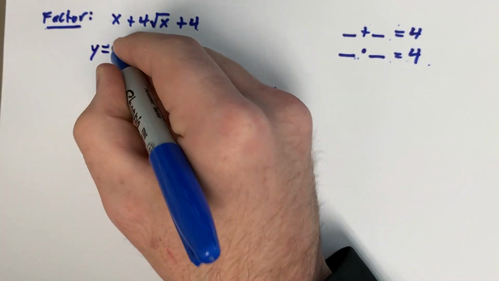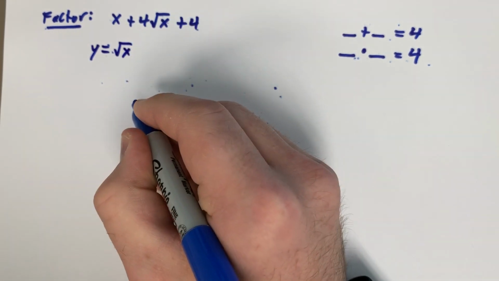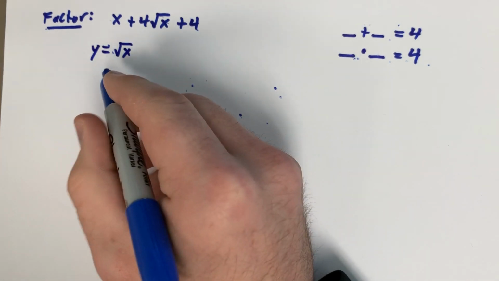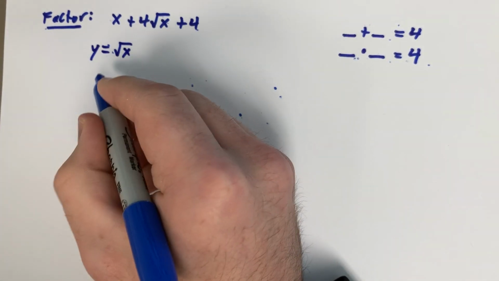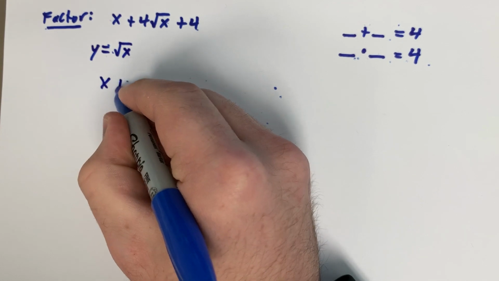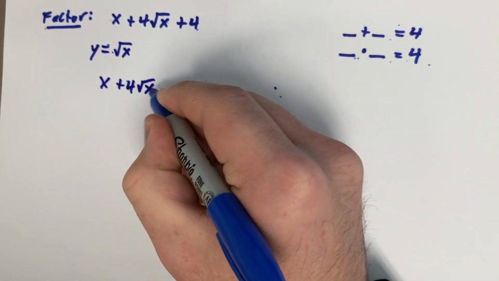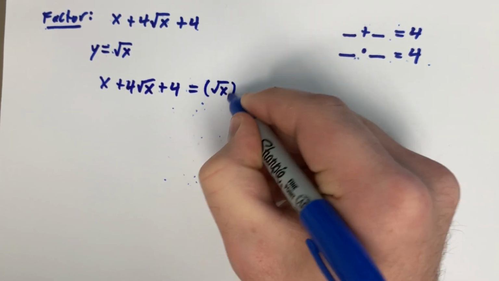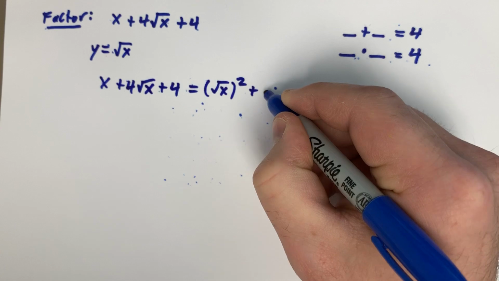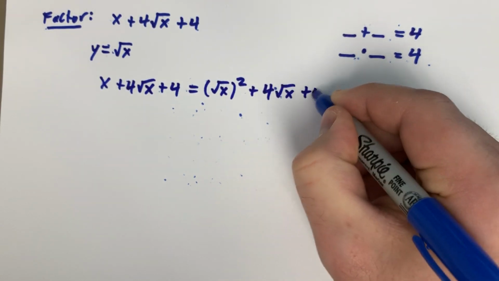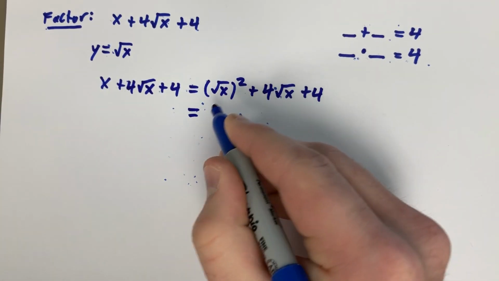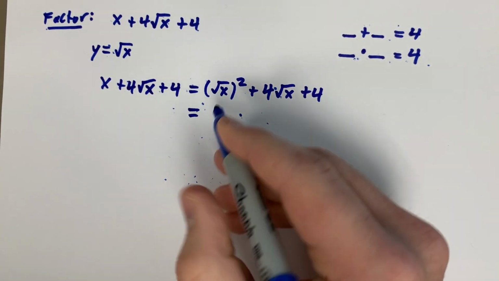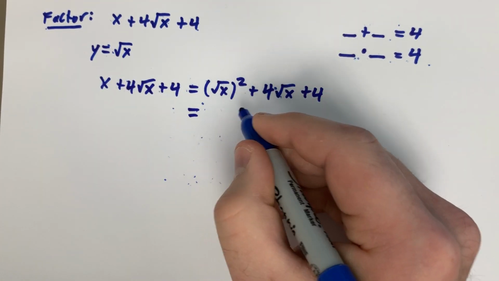It's going to be y is equal to, just as before, square root of x. Okay? Now, let's see if we can use this substitution after we rewrite this quadratic, or a quadratic form anyway, in a slightly different way. So we have x plus 4 square root of x plus 4. We can rewrite that as square root of x squared plus 4 root x plus 4. Okay? And now, since I was able to transform this x into root x squared, I can now make this substitution with this y is equal to the square root of x.